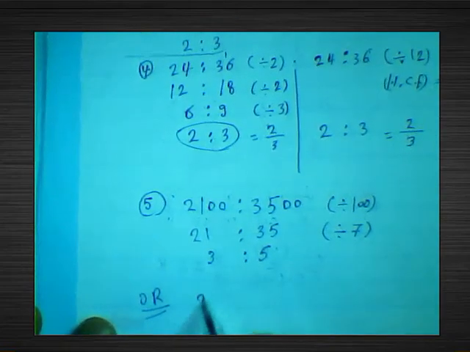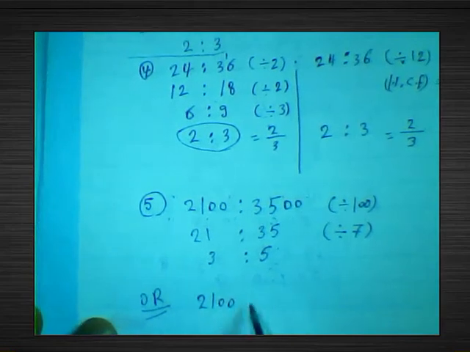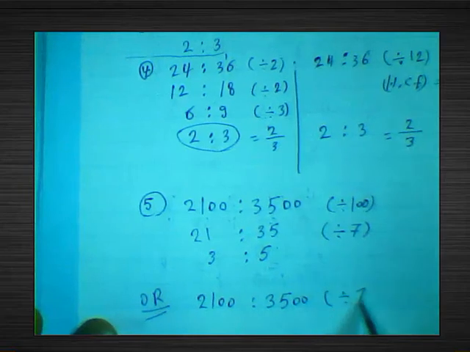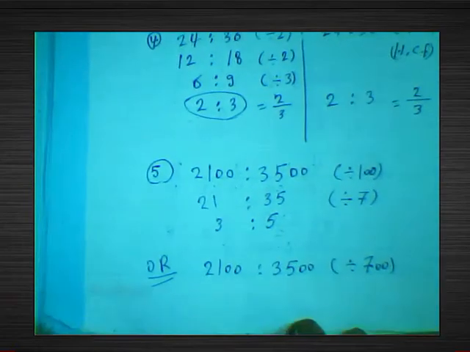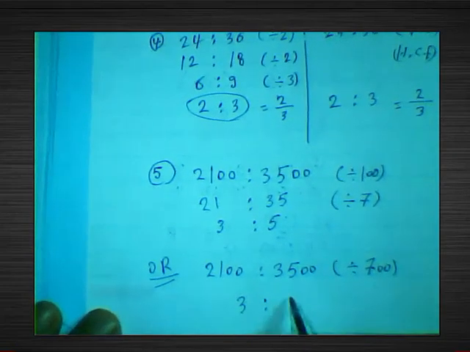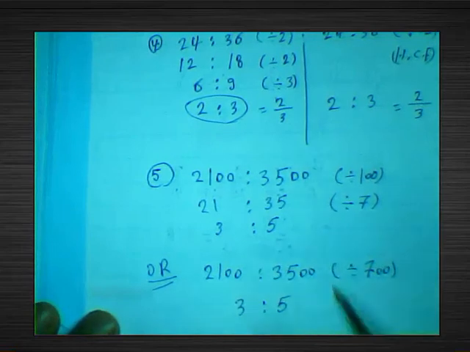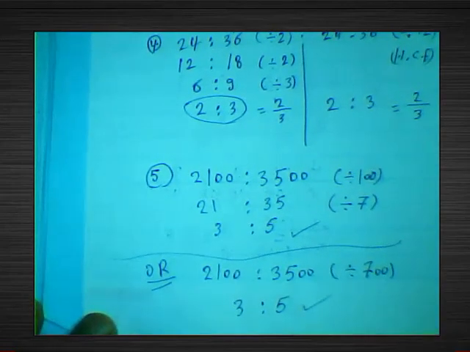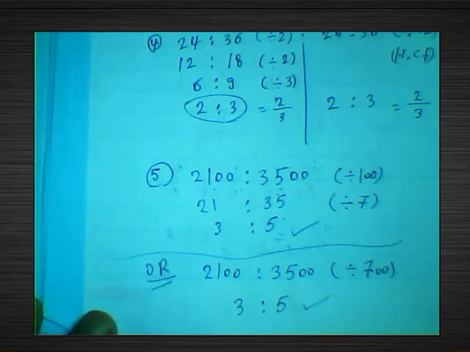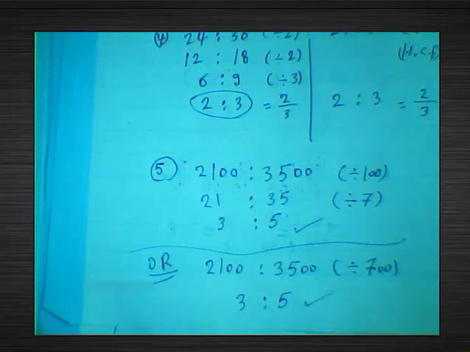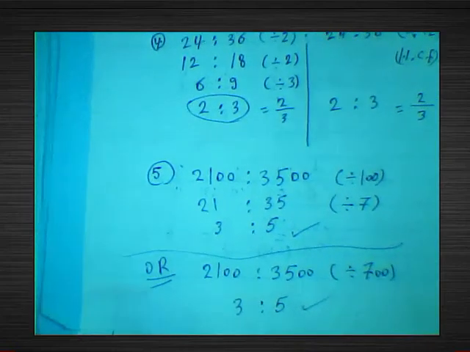Another one can divide in one step by 700: 2,100 divided by 700 and 3,500 divided by 700. You can divide it by 700 in one step. So we can find the result: it will be 3, and it will be 5. This is a true method, and this is a true method too. Do it as you want. If you like this method or this method, do it. Don't worry, this method is true, and that method is true. Another question.